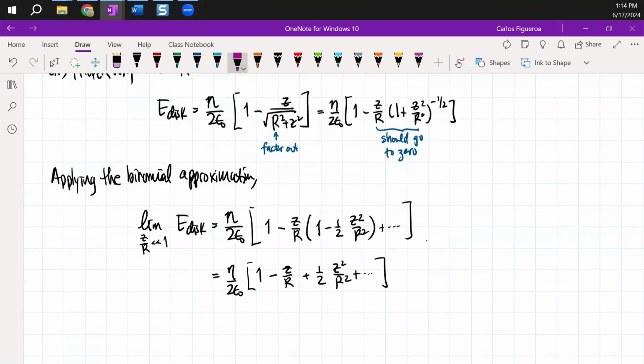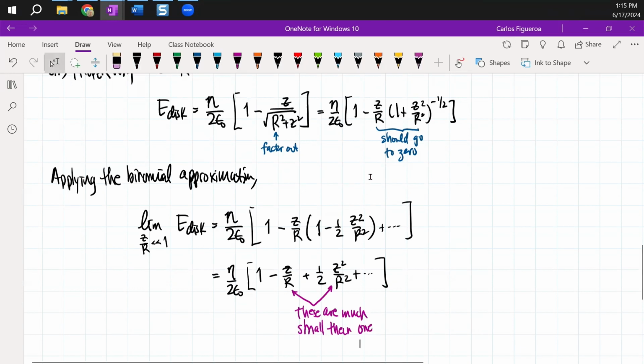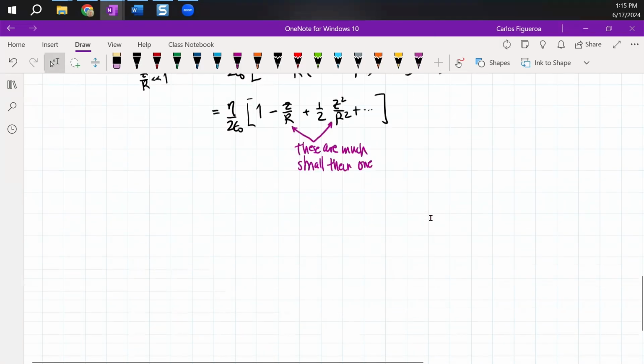So note that these two terms right here are much smaller than 1 and therefore ignored. So that gives me a result of, again, eta over 2 epsilon naught. So now that I have agreement with both of them, we could then come in here and say this.